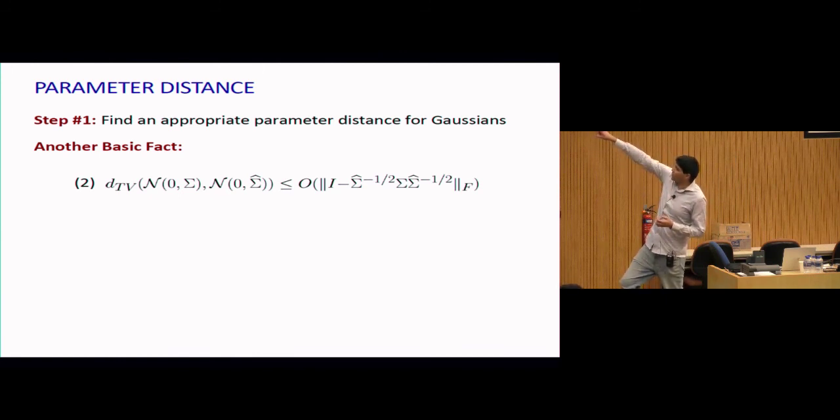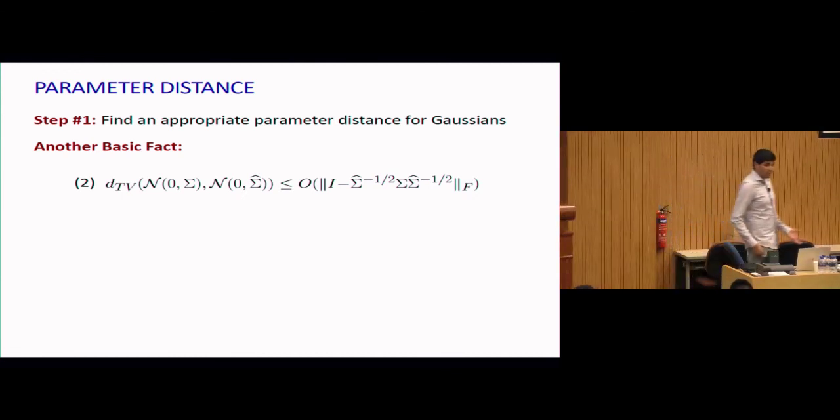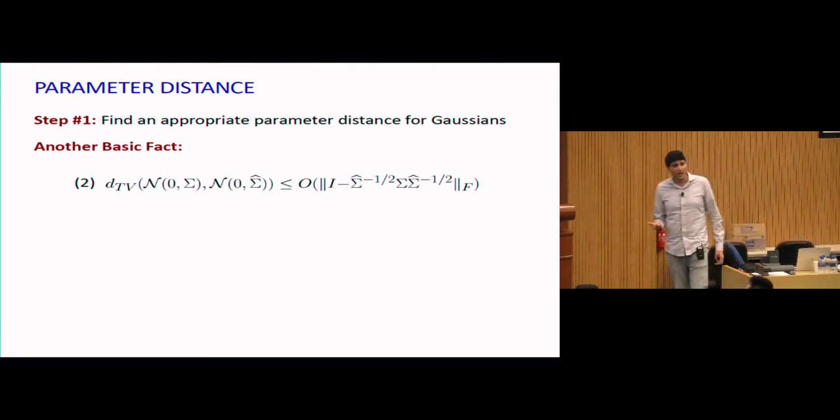But what you end up doing is using this very funny looking norm right here. You can prove that the total variation distance between two Gaussians with the same mean 0, but different covariance matrices, is roughly the Frobenius norm of I minus sigma hat to the minus 1/2 times sigma times sigma hat to the minus 1/2. Now that looks a little bit funny the first time you see it, but I claim that this really is the right way to measure the distance between the parameters.